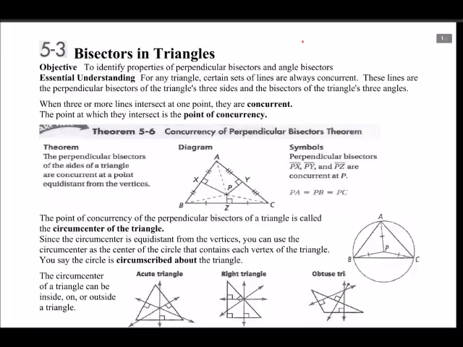5.3 Bisectors in Triangles. In this lesson, we are going to identify properties of perpendicular bisectors and angle bisectors. So this is an extension of our last lesson.